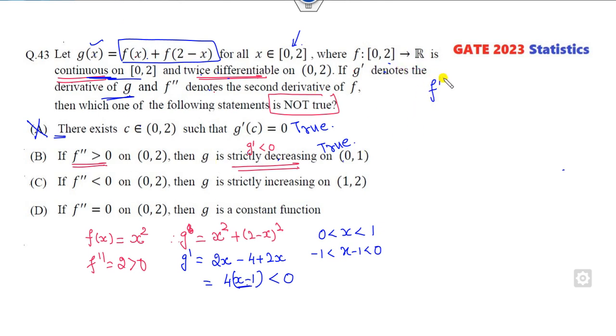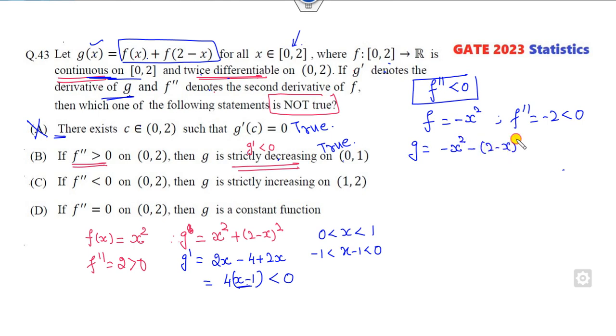Think of any function whose second derivative is less than 0. The same example I can consider, but take minus x squared. Its second derivative is minus 2, less than 0. Then what is g? It is minus x squared minus 2 times... Then you have to check whether g' is increasing, that is, the derivative should be greater than 0. So what is that? It is minus 2x plus 2 times 2 minus x, so it is 4 minus 4x, or you can say 4 times (1 minus x).